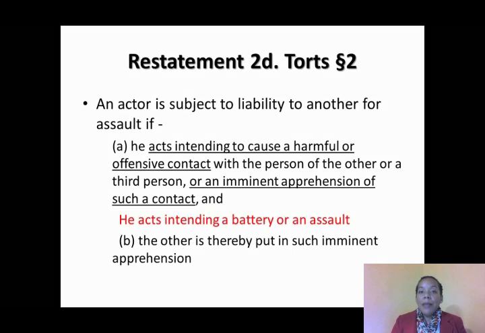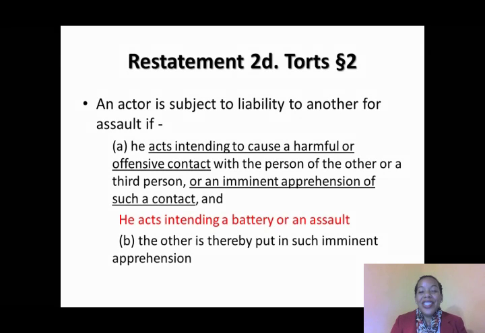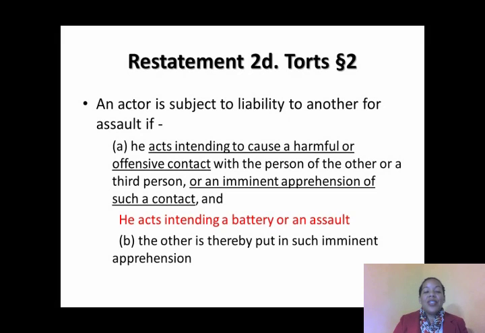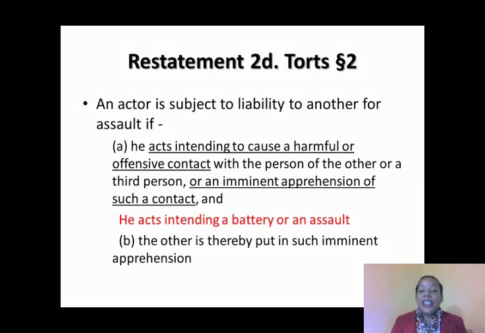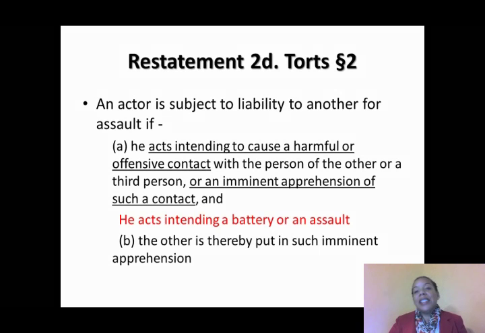Seen another way, the Restatement approaches assault this way. An actor is subject to liability to another for assault if he acts intending to cause a harmful or offensive contact, that sounds like battery, with the person of the other or a third person, or an imminent apprehension of such contact, which sounds like an assault. So the actor is intending to cause a battery or intending to cause an assault. And this is the important part: the other is thereby put in such imminent apprehension. So the actor is intending the apprehension, and the receiver is actually in apprehension, right? So he acts intending a battery, or he acts intending an assault, and that this apprehension is produced.